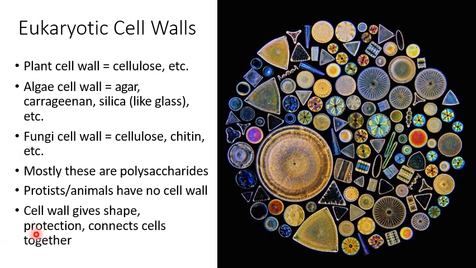Fungi also have cell walls. They can be made out of cellulose like plants. They could also be made out of chitin, which is another polysaccharide. Animals don't have cell walls. Protists also don't have cell walls. So your plants, algae, and fungi have cell walls. Animals and protists do not.